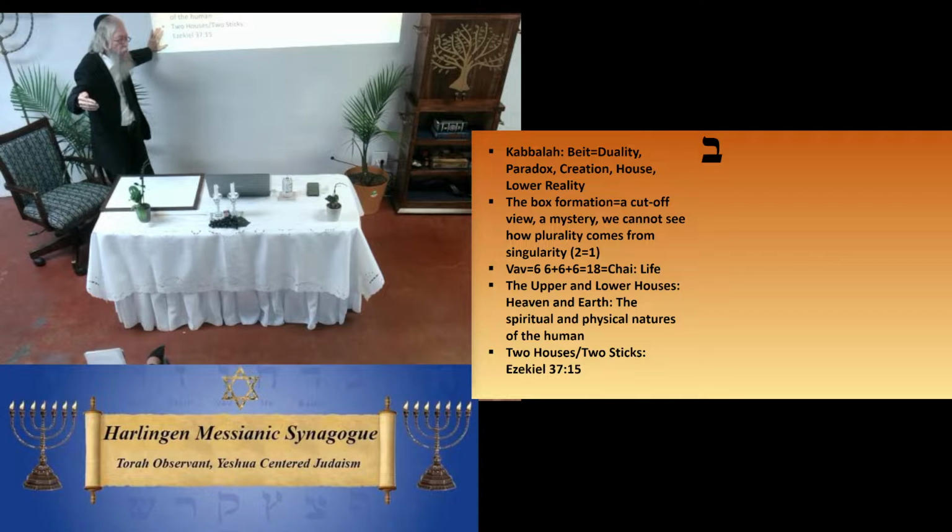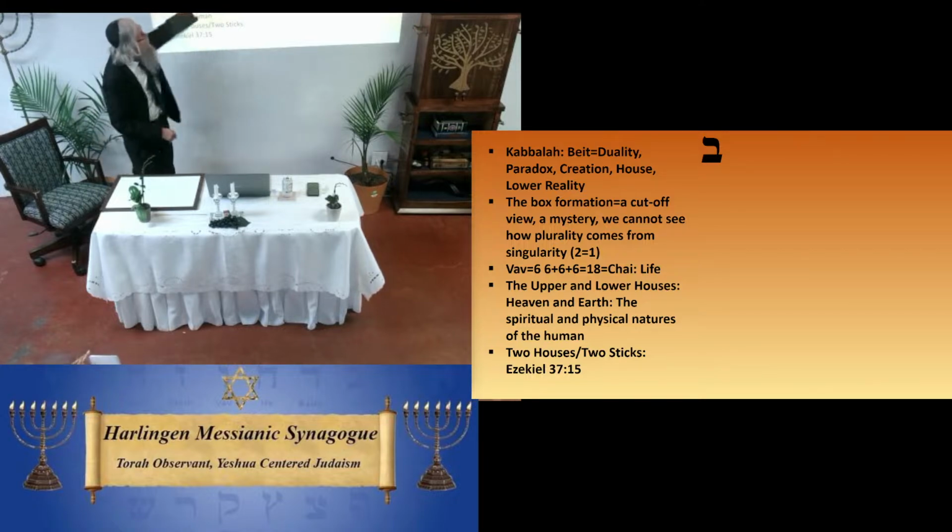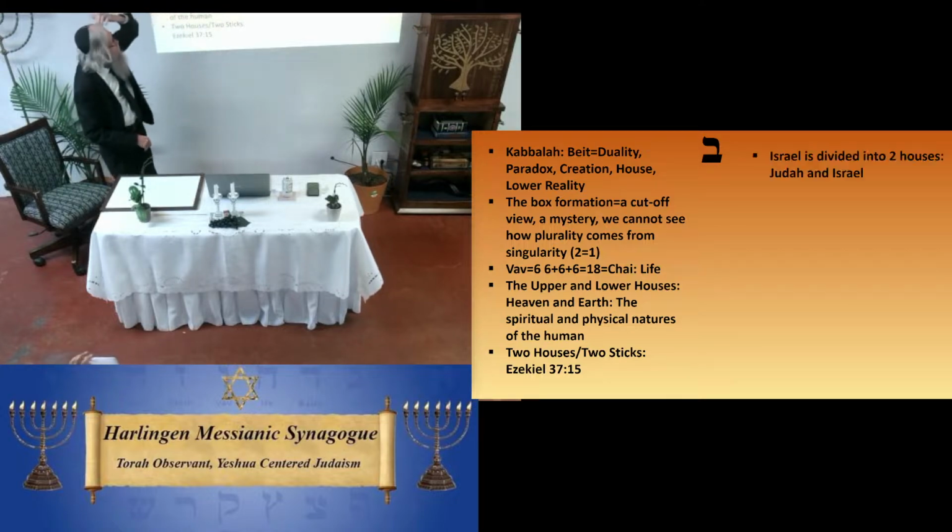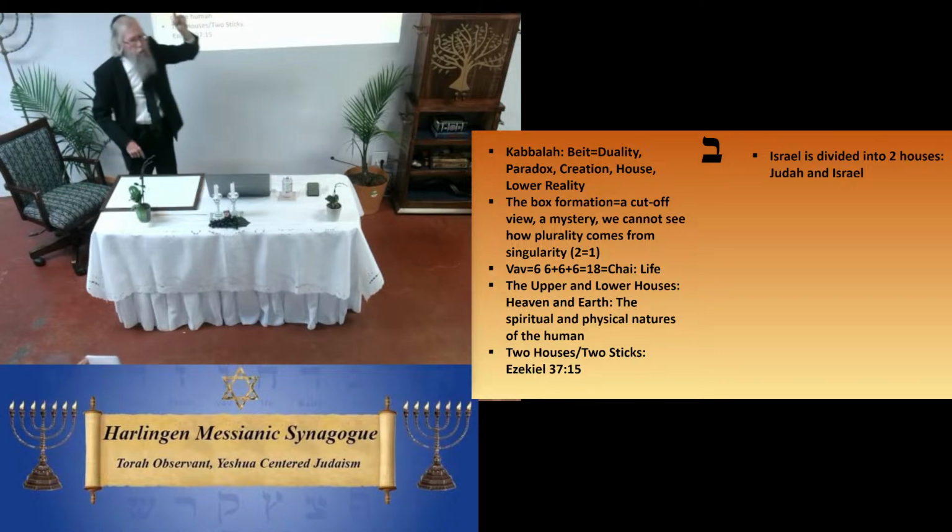In fact, there is an Avraham, I believe his name is Rabbi Avraham Greenbaum. I'll put his site up on the web, on the Facebook page, his YouTube site, who is a proponent. What is this? What is the two stick? Next. That Israel is divided into two houses, the house of Judah and the house of Israel.